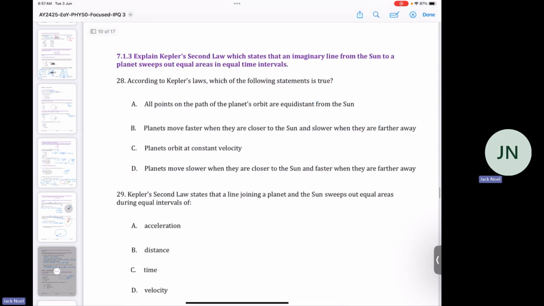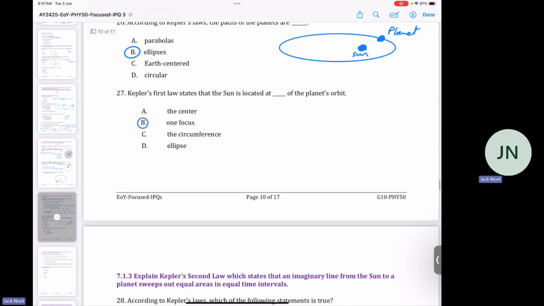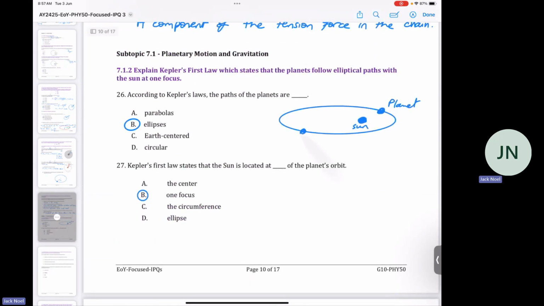This is done. Then this is actually Kepler's second law. According to Kepler's laws, which of the following statements is true? All points on the path of the planets' orbit are equidistant from the sun. Actually, they are not, because I already drew it here for you. For example, if the planet is here, its distance is far from here. So look at this. This distance is closer than this distance.